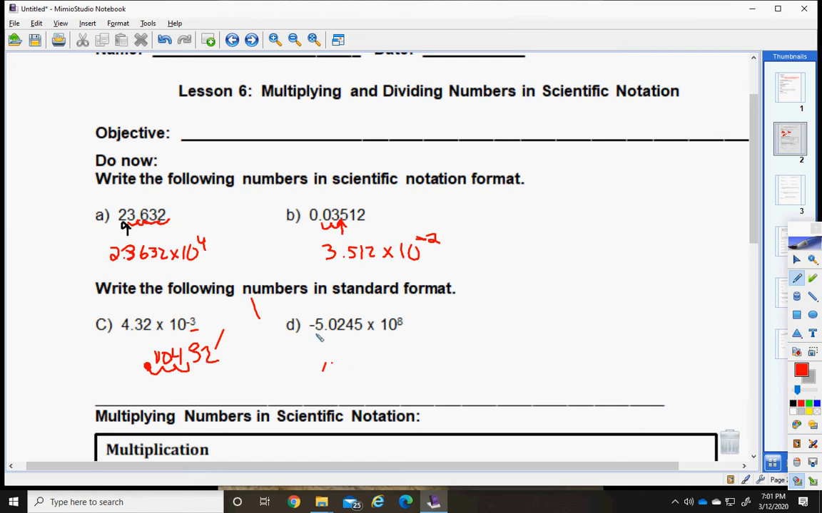When this is negative, don't let it panic you, it just stays negative. We're going to move the decimal 8 places to the right. I write down all the numbers and then put my pencil where the decimal was and count 1, 2, 3, 4, 5, 6, 7, 8. That's where my decimal is now. All these gaps get filled in with a 0, and there's our number.